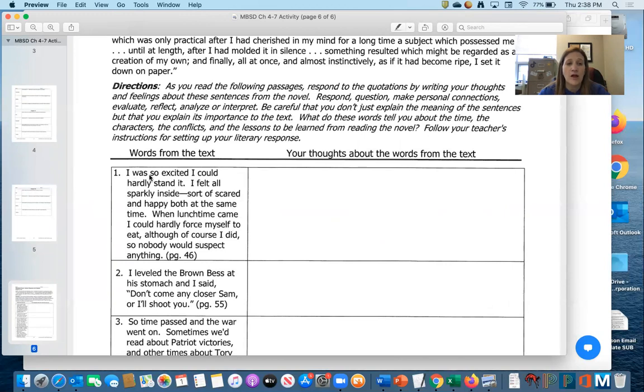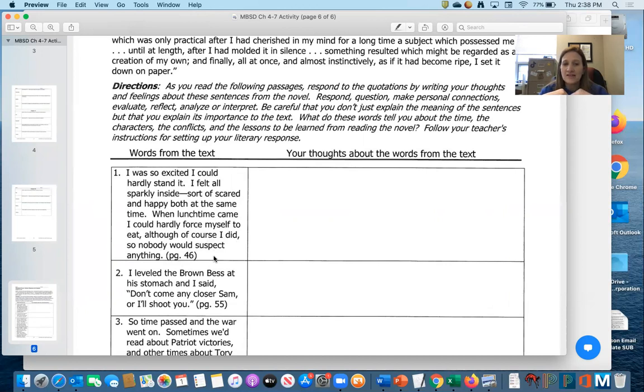Okay. So for example, I was so excited I could hardly stand it. I felt all sparkly inside, sort of scared and happy both at the same time. When lunchtime came, I could hardly force myself to eat, although of course I did. So nobody would suspect anything. That's from page 46. So what do you feel about those words? What does that feeling that he's feeling make you feel?